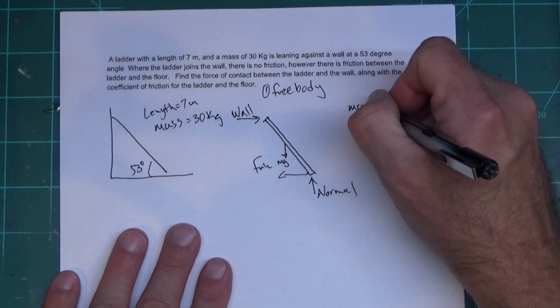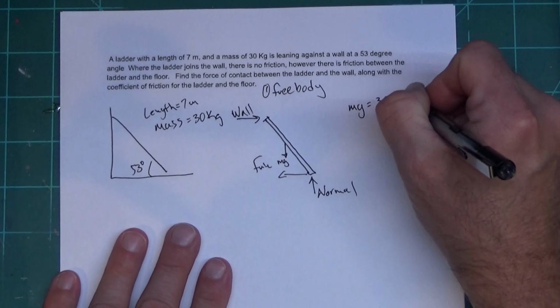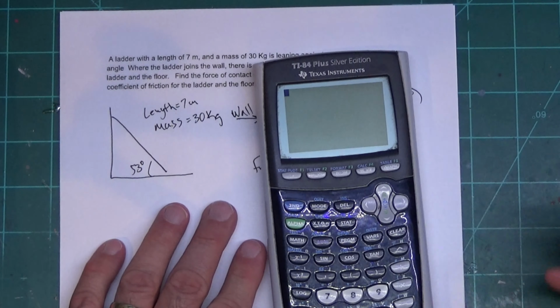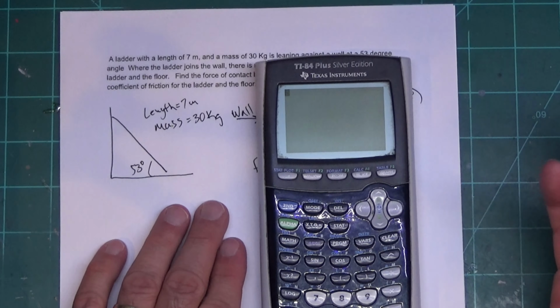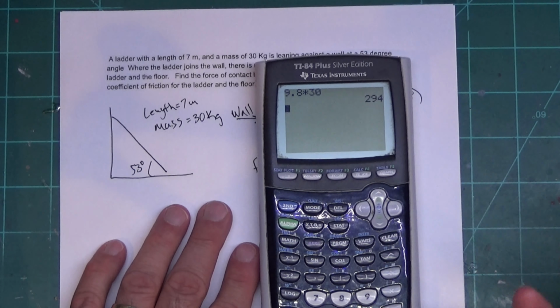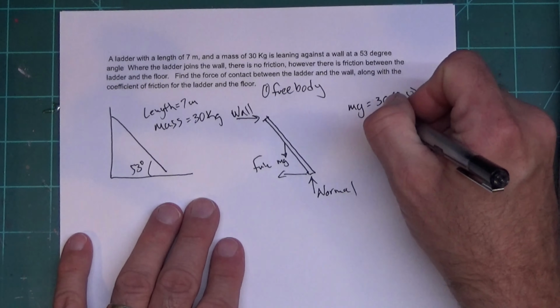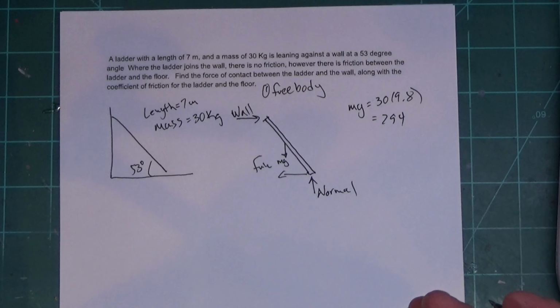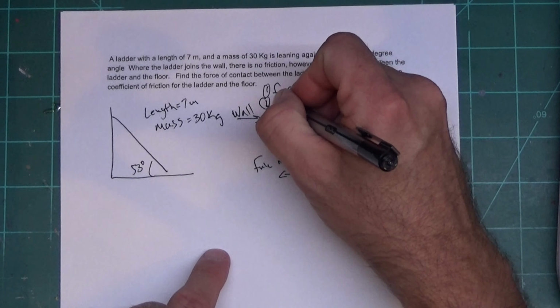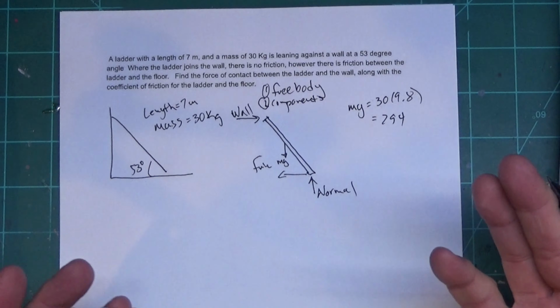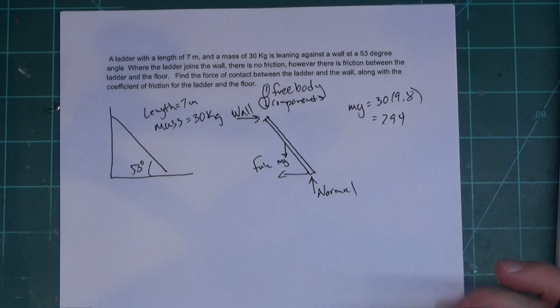Okay, and the weight of the ladder is 30 times 9.8, and we have our nifty calculator right here. And I'm using one of the older 84s because I got a bigger screen and it's easier for everyone to see what I'm doing. So we do 9.8 times 30, and the weight of the ladder is 294. Next thing we do is components, but there's no angles on my forces, so I don't need components there.